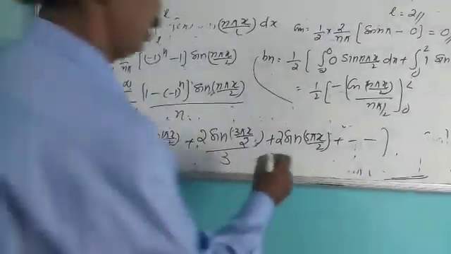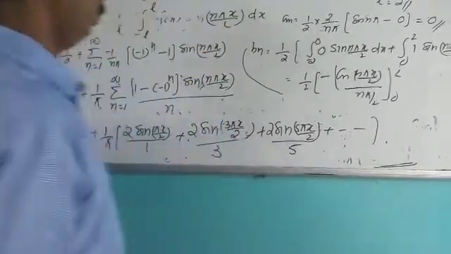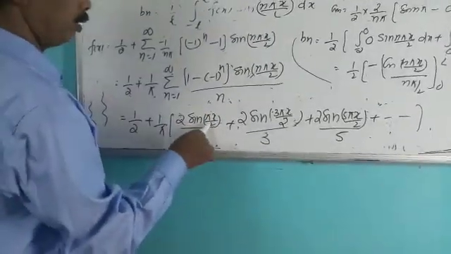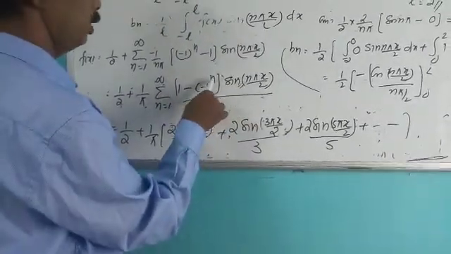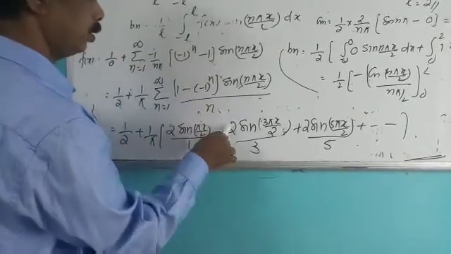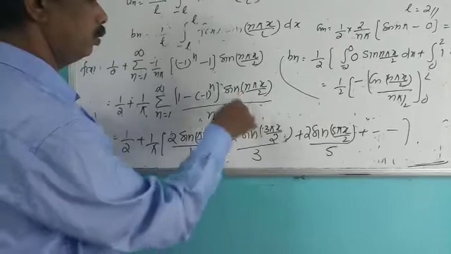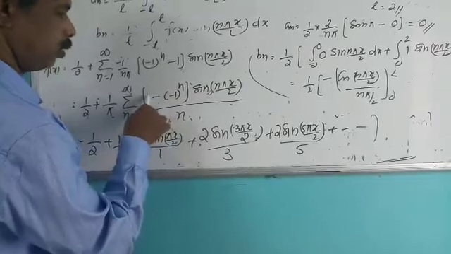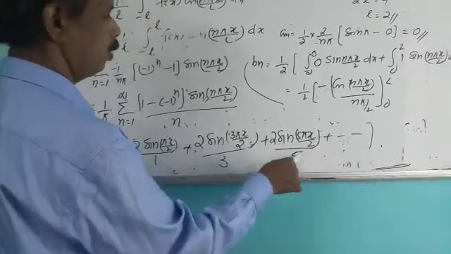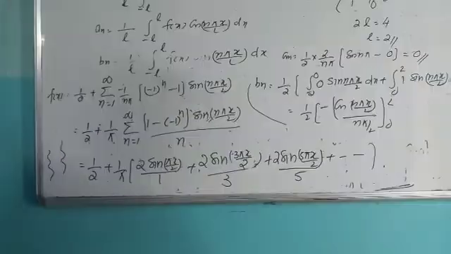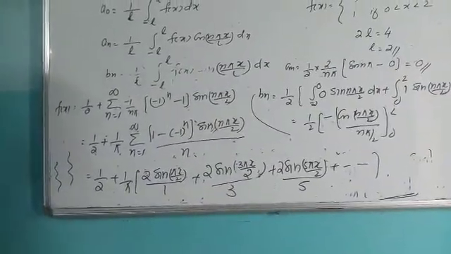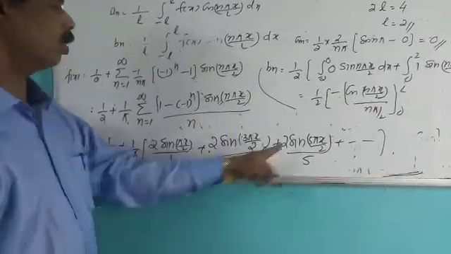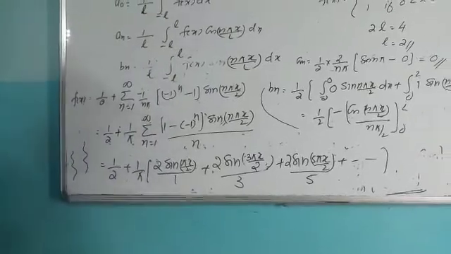Whole divided by pi. Put n equal to 1: (-1)^(1-1) times 2 sin(pi x by 2) by 1. Put n equal to 3: (-1)^(3-1)... plus 2 by 3 sin(3 pi x by 2). Put n equal to 5: (-1)^(5+1)... plus 2 sin(5 pi x by 2) divided by pi. Next, 2 sin(7 pi x by 2) whole divided by 7. Like this it will go. For n = 2, 4, 6, 8, all terms become 0. We get the odd number result. That is the series of this function.